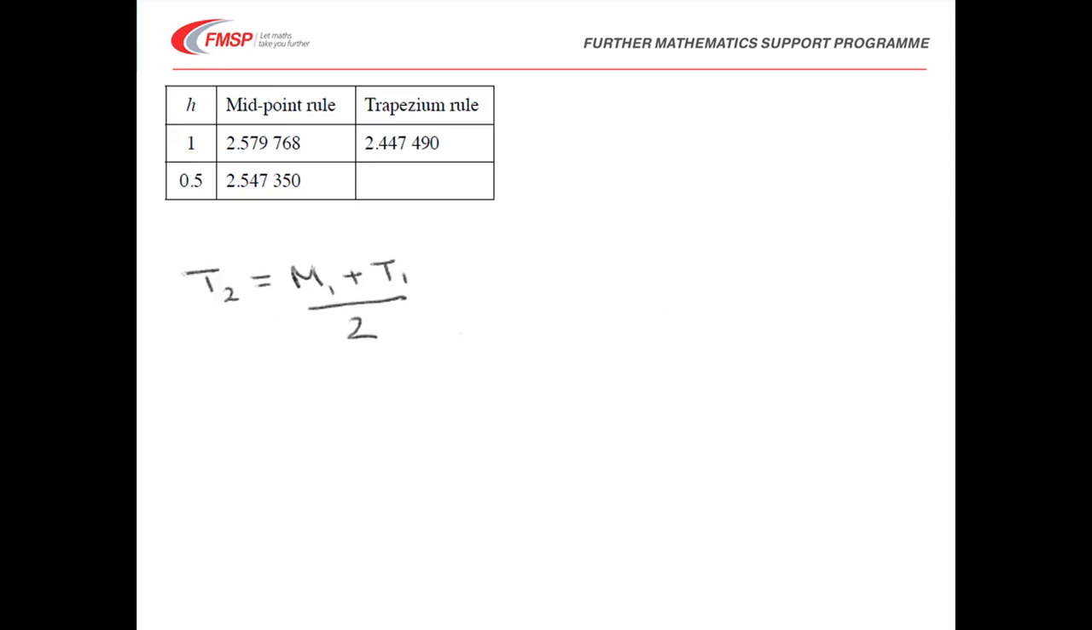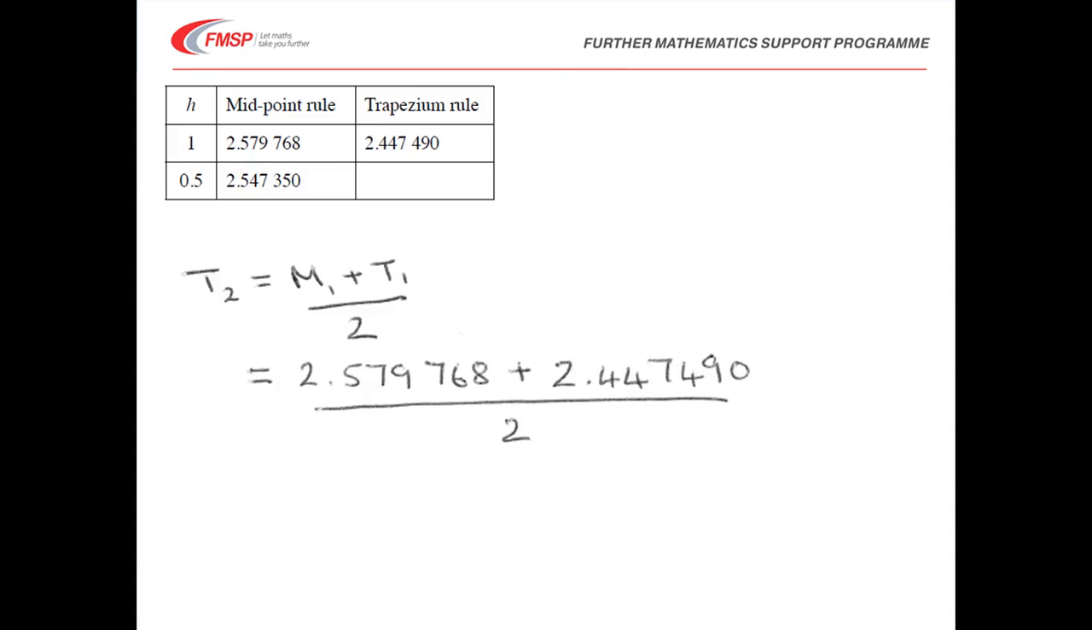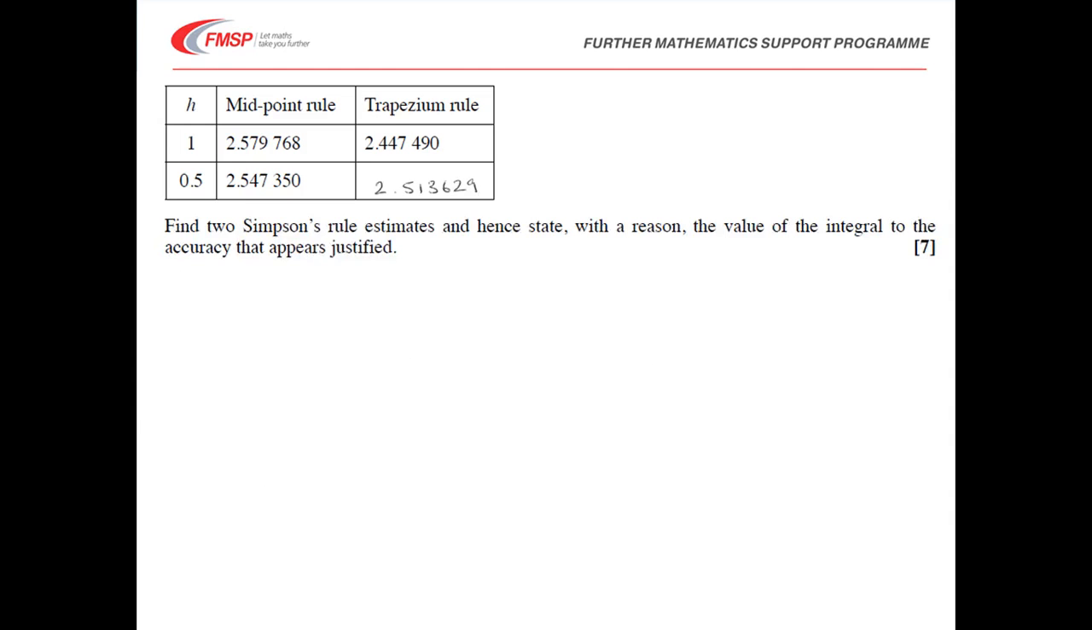So to calculate T2, we just work out the average of M1 and T1, and using their values there, we get that value, which we write to 6 decimal places because that's what the mark scheme is going to be written as, and also they've done that in the values they've already given you, so there's a clear indication of the accuracy that they want you to write it to. Okay, I've filled it in now in the table, and then it wants us to find 2 Simpson's rule estimates.